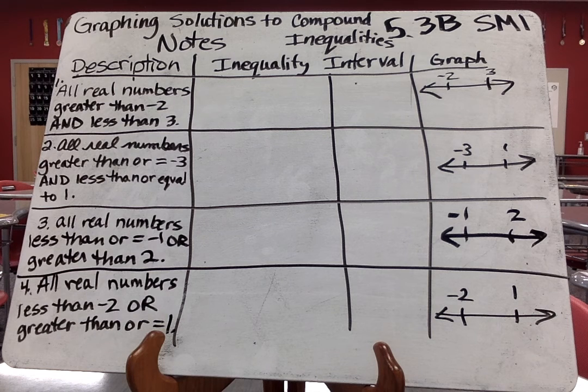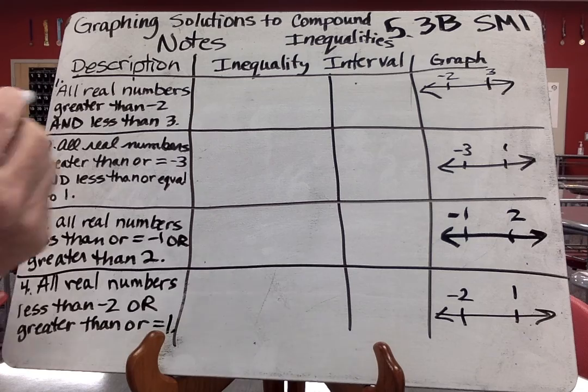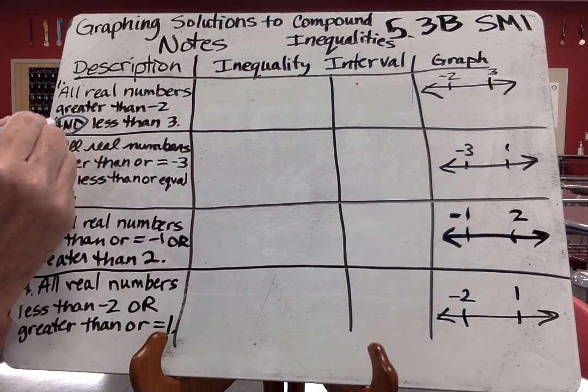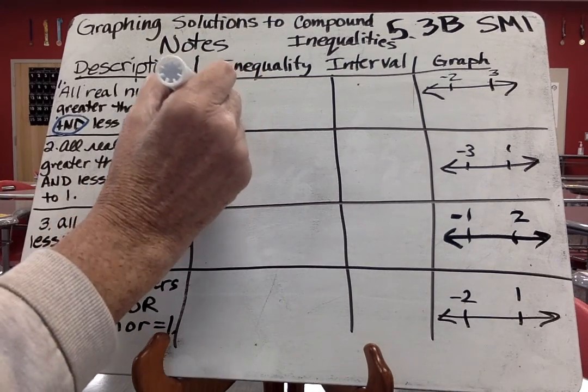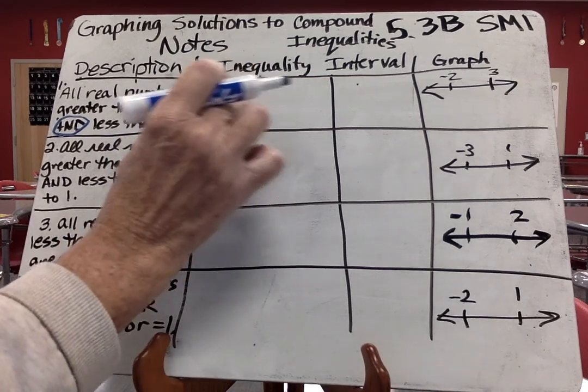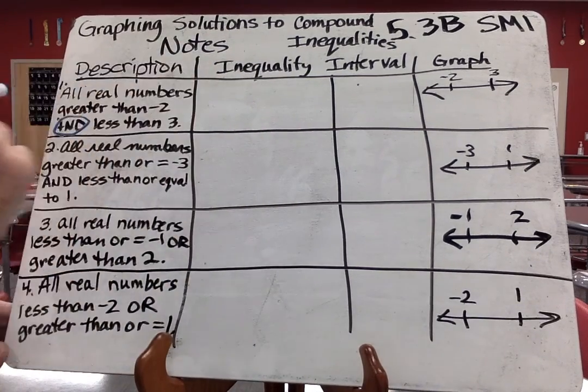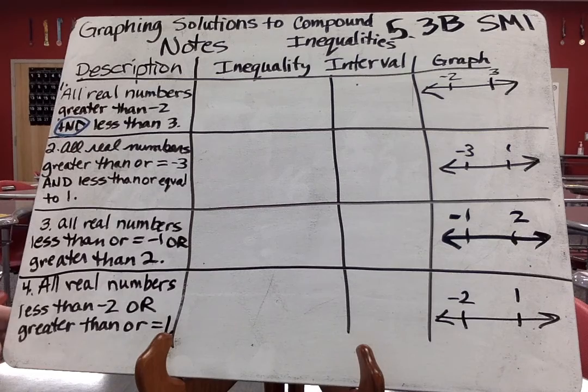Hello students, today we are going to go over section 5.3b, graphing solutions to compound inequalities. These are in your notes, so I believe they're the green printed ones. The description on the first one: all real numbers greater than -2 and less than 3. The key word here is "and." So what does the inequality look like? It's an and, so it's generally all together.